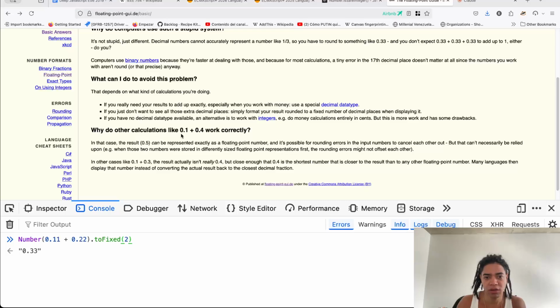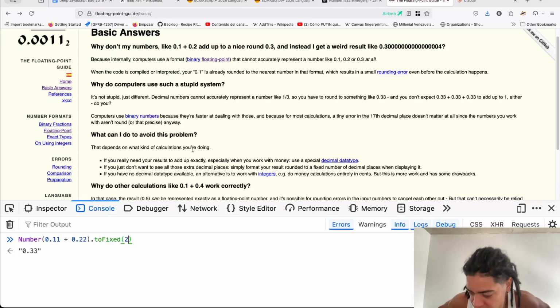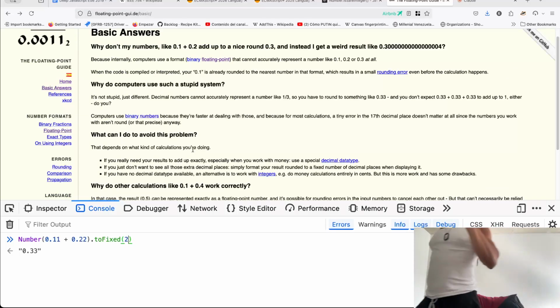So what about other calculations like 0.1 or 0.2 that work correctly? In that case, the result of 0.4 can be represented exactly, but it's about its representation. And I think this is a very fun fact. I'll be right back.